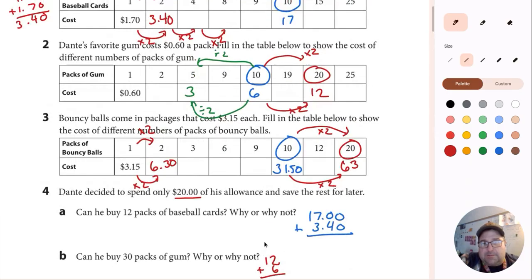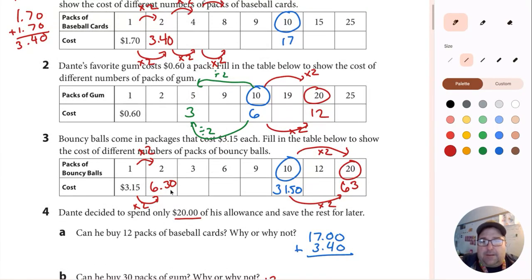So 5 packs of bouncy balls. Well, again, we didn't find out how much 5 packs of bouncy balls were, right? But let's do this. I know 2 plus 3 will give us enough. So to find how much 3 packs of bouncy balls are, I got to add the 1 plus the 2, right? So again, we already talked about this, but let's do the work over here. This is going to tell us how much 3 are.